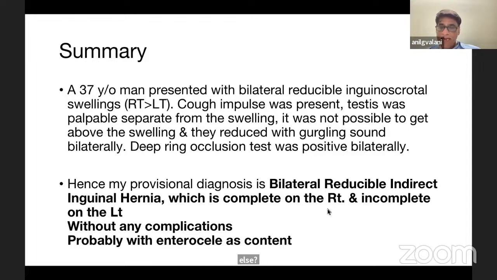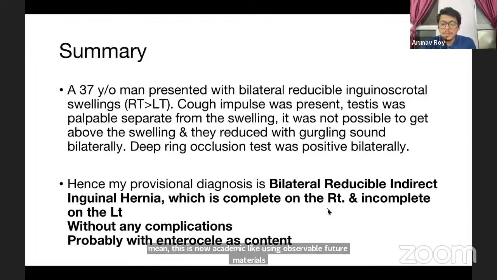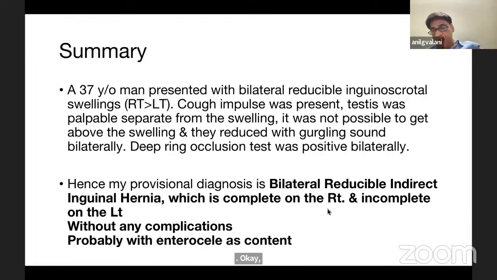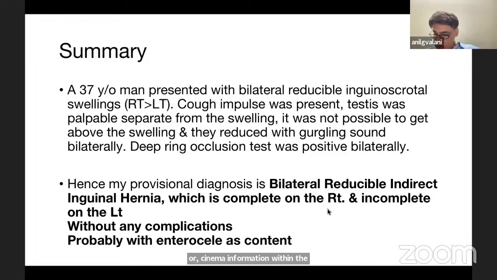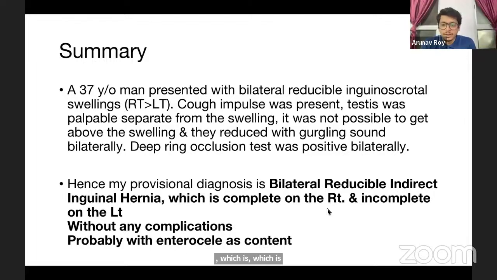I mean, this is now academic, like using absorbable suture materials. Okay, come to post-operative causes of recurrent hernia. Post-operatively, sir, if there is infection or seroma formation which is non-resolving, that might lead to recurrence, sir.